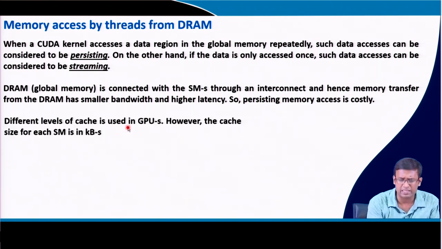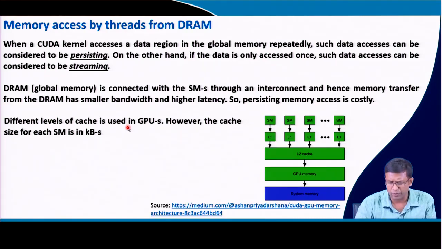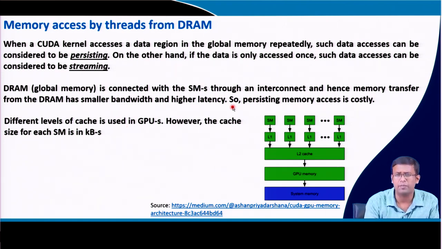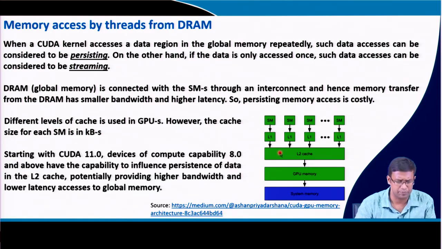Different levels of caches are used in GPUs. However, the cache size for each streaming multiprocessor is not big, only a few kilobytes. So, we can see that persisting memory access is costly from GPU memory. This is the CPU memory which copies to GPU memory. From GPU memory to the streaming multiprocessor there are L2 and L1 caches. These are small caches, but with the development of modern GPUs the cache sizes are increasing.